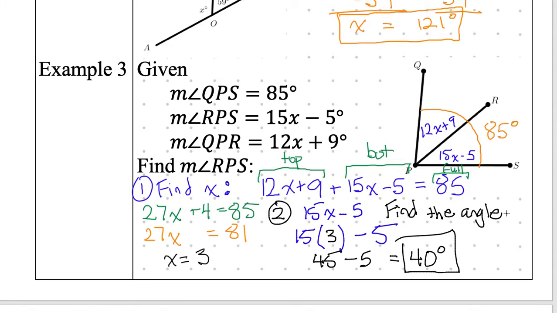Questions on example number 3. It was kind of difficult. It was 2 steps that we haven't really done before, and there was a lot of algebra going on. Give me a fist of 5 then, since no one is asking questions. How well do you think you can do this process? Not this problem, this process. I see a 4, a 5, a 5, a 4, a 4, a 3, a 3, a 4. Those are really high scores.